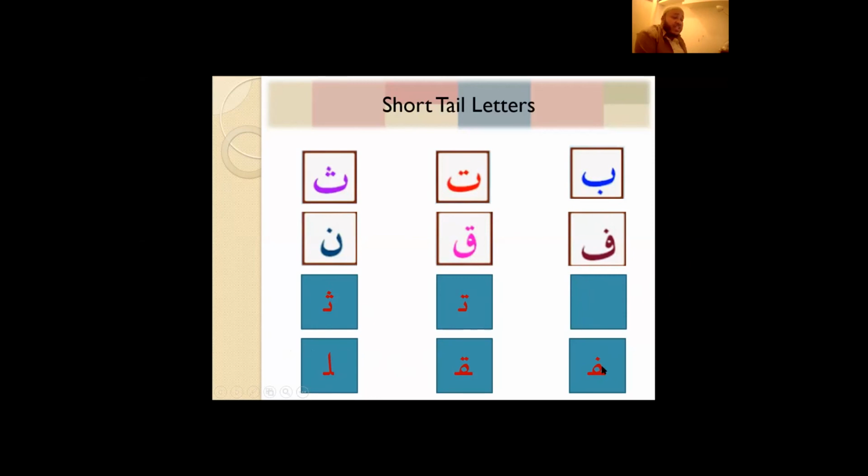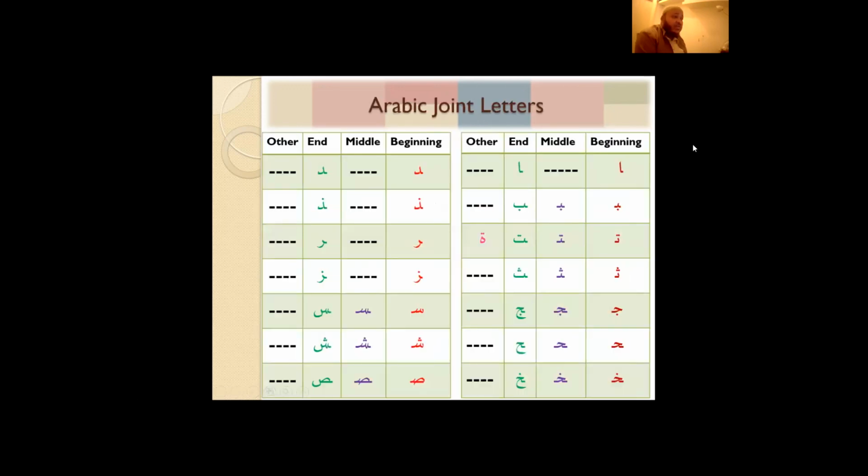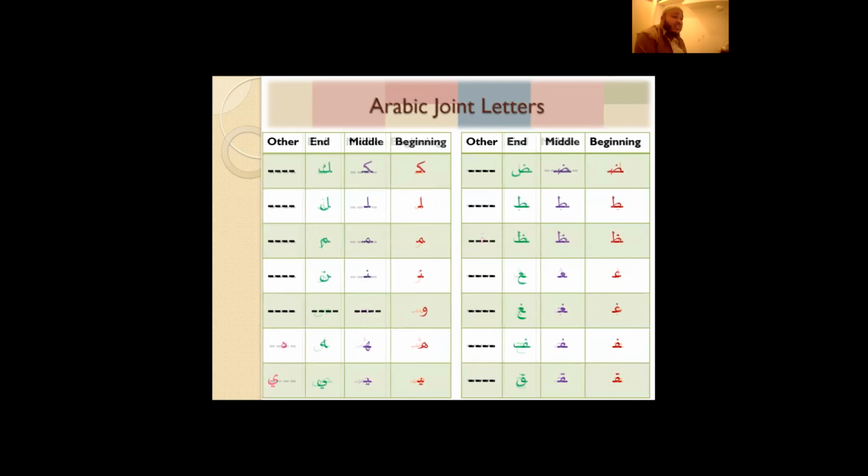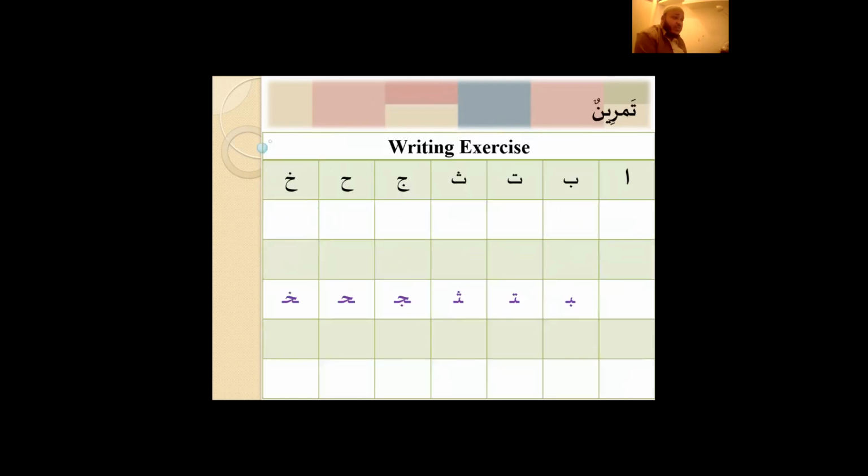Yeah? If you see fa has lost the front and the end, that's if it's in the middle. If it's not in the middle, if it's at the beginning, then it stays the way it is. It just loses the tail at the end. Now, these are the 4 different forms of the joint letters. This you'll have in your slides, in the PDF.